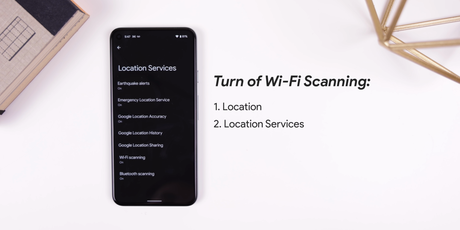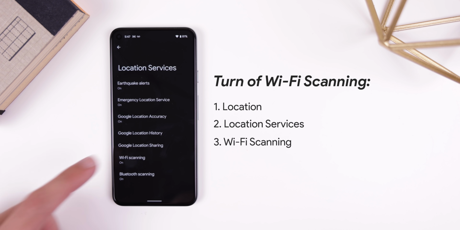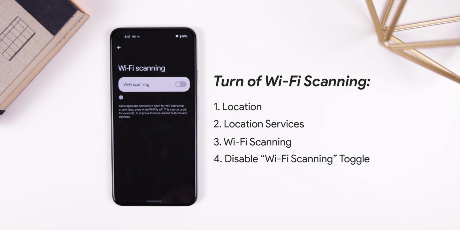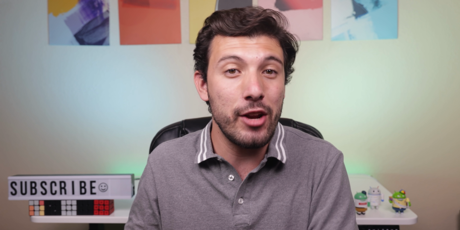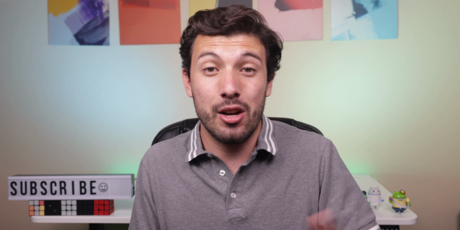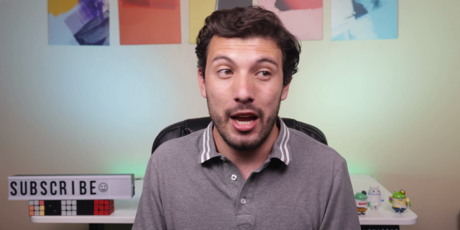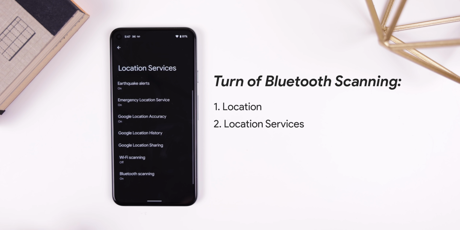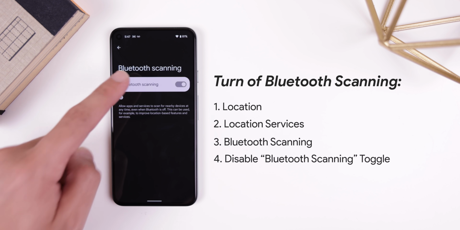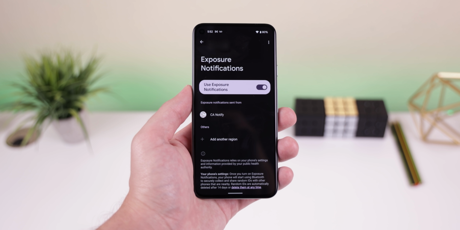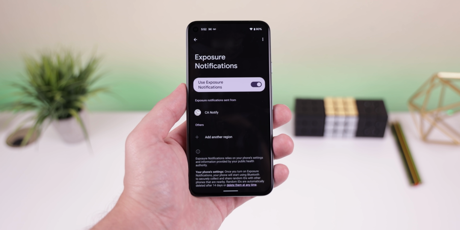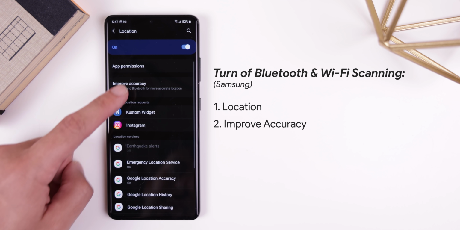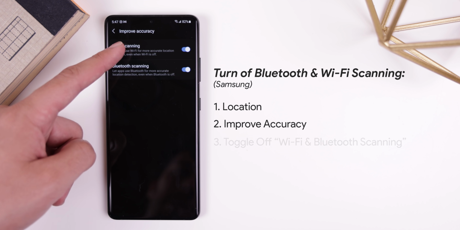On top of that, within the location services menu, I also recommend disabling Wi-Fi scanning. It's going to save you a good amount of battery, since this feature allows apps and services to constantly scan for Wi-Fi networks, even when the Wi-Fi is off. You can also disable Bluetooth scanning, but if you have the COVID-19 exposure notifications enabled, that feature may not work properly. Also, if you have a Samsung, you'll need to tap on an extra menu called Improved Accuracy to reach that section.